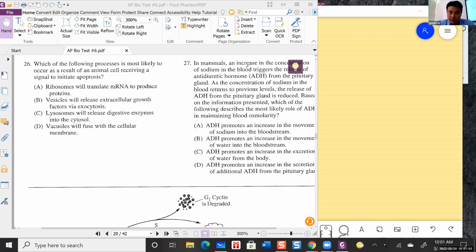27. In mammals, mammals have hair and mammary glands that can produce milk. Mammals are like marsupials, like platypus, like placental mammals, like us. Now, mammals, an increase in concentration of sodium. So what happens when you have a lot of sodium in your blood? Common sense, guys. If you eat too much salt, water will go into your blood. That's simple osmosis. Your blood pressure will go up.